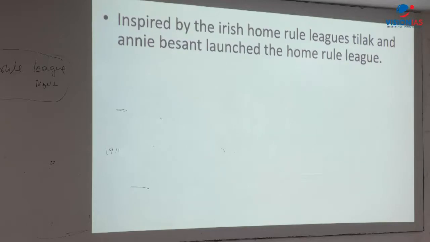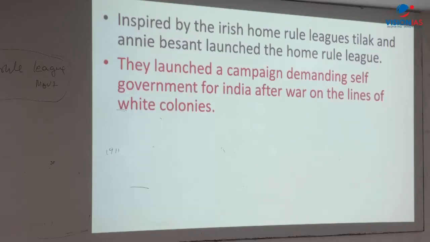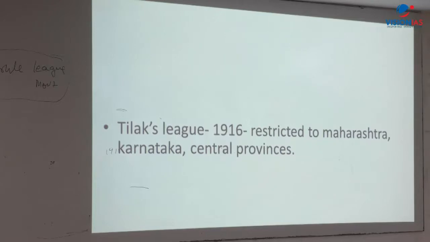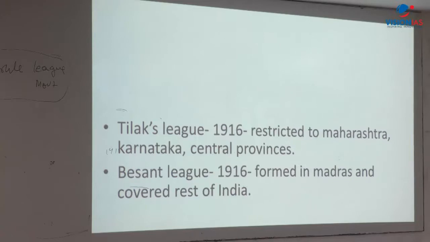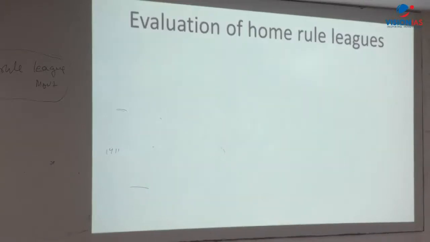So Annie Besant launched the Home Rule League, and they launched a campaign demanding self-government for India after the war on the lines of white colonies. See, they are not demanding complete overthrow, again, to ensure that the moderates are not separated from them, because they're trying the rapprochement with moderates also, but they want self-government on the lines of white colonies. And Tilak's league was restricted to Maharashtra and central provinces, whereas Annie Besant formed hers in Madras, which covered the rest of India.